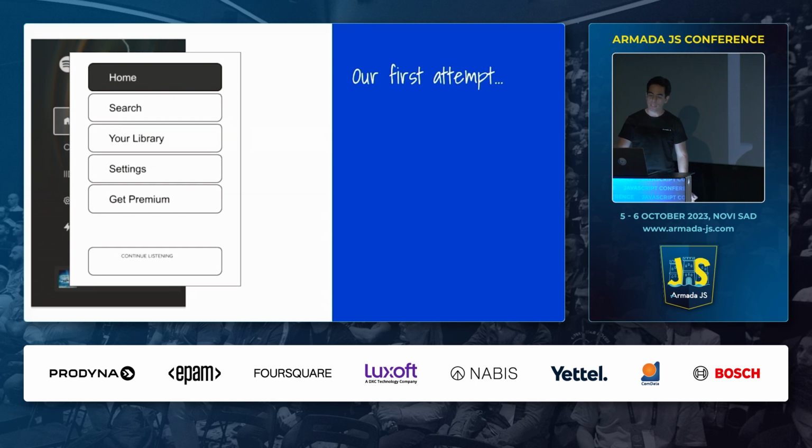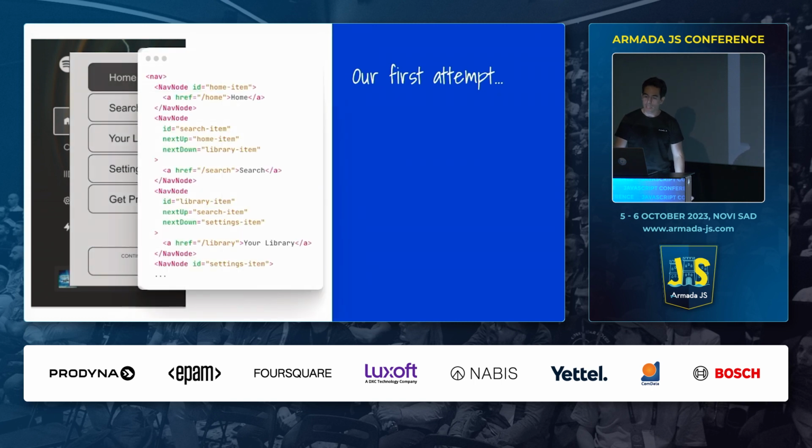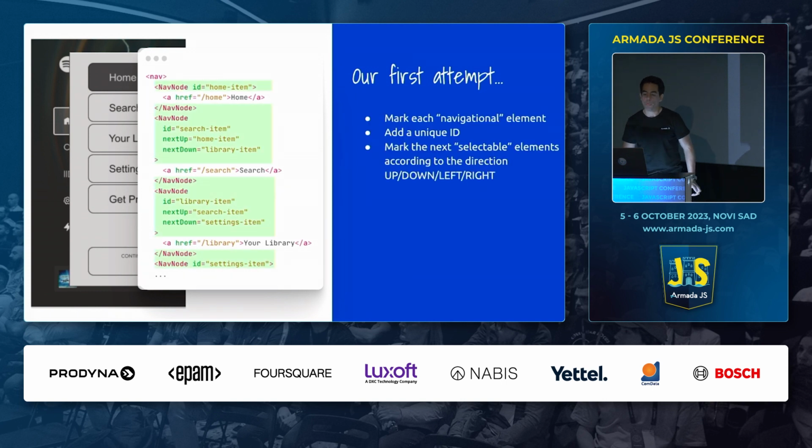And for each of these components, you have a link element, an HTML link, where you wrap each of those elements with a navigational node where you add a unique identifier, and in that navigation node you tell them where to go, depending on that. And yeah, as simple as that. This actually gets the job done.